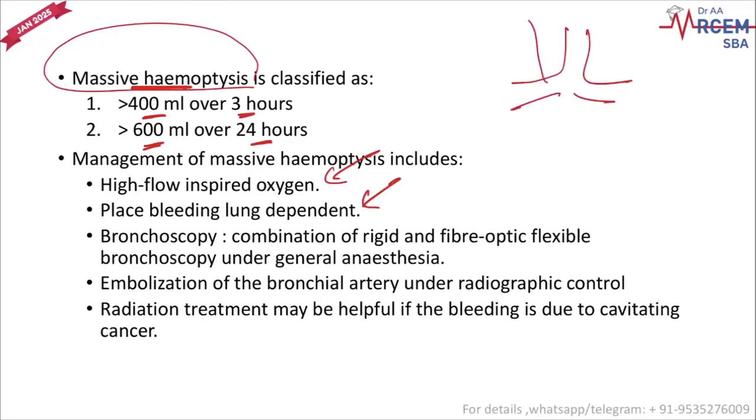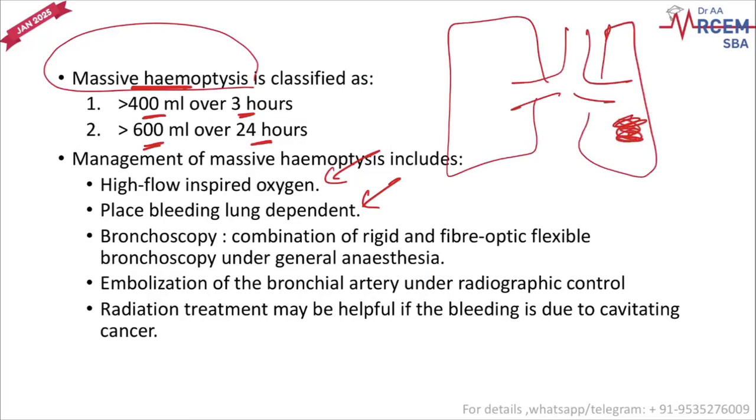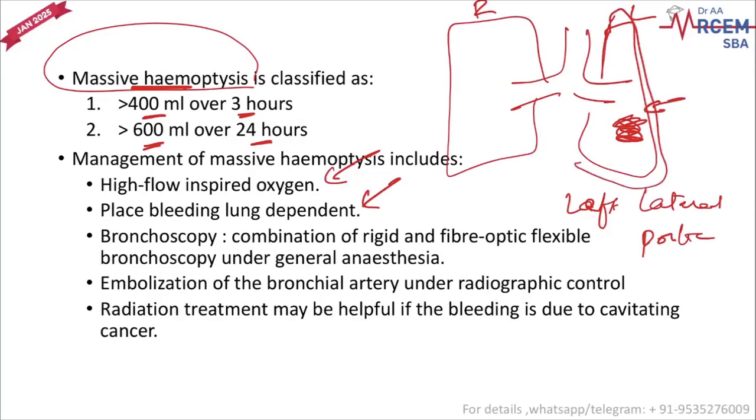So what is the bleeding lung dependent? What do I mean by this? So this is the lung which is bleeding from here. This should be on the dependent side. How do you do it? This is the right lung, left lung. You should go into the left lateral position. In the left lateral position, this lung will be on the lower side. Due to gravity, the blood settles here. It will not come into the bronchus, into the trachea, and he will not be coughing it up. As the blood settles here, this might cause a tamponade effect and stop the bleeding. That's the idea behind placing the bleeding lung dependent.